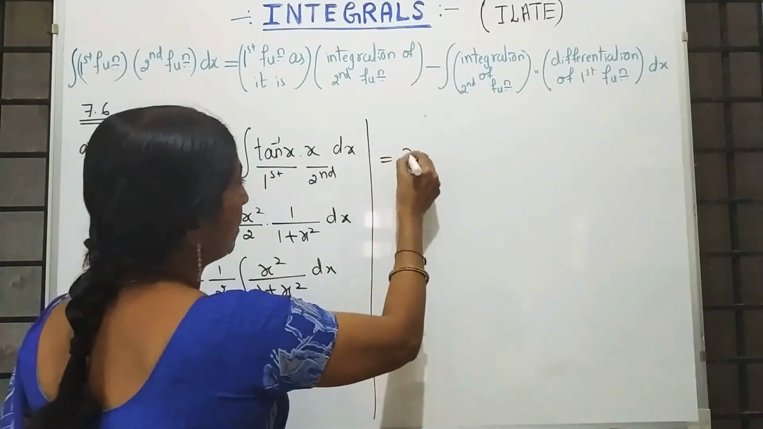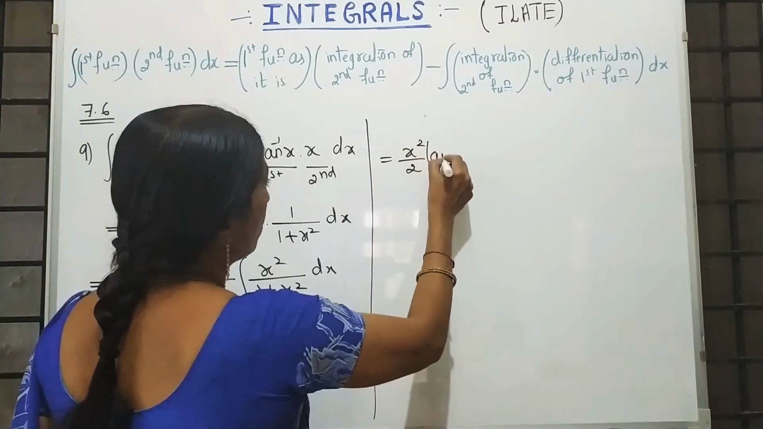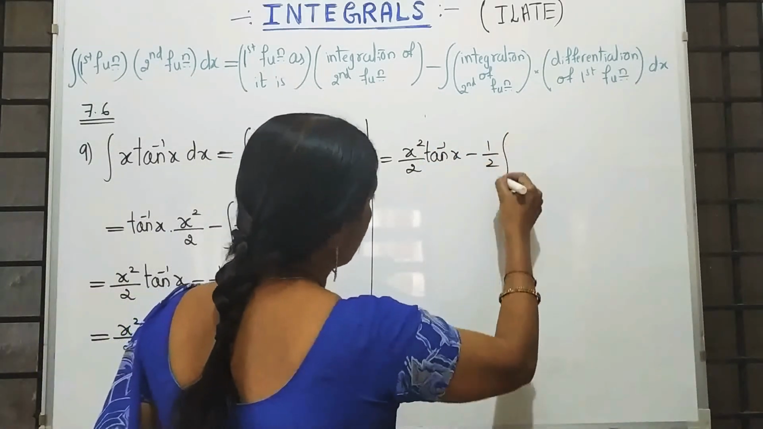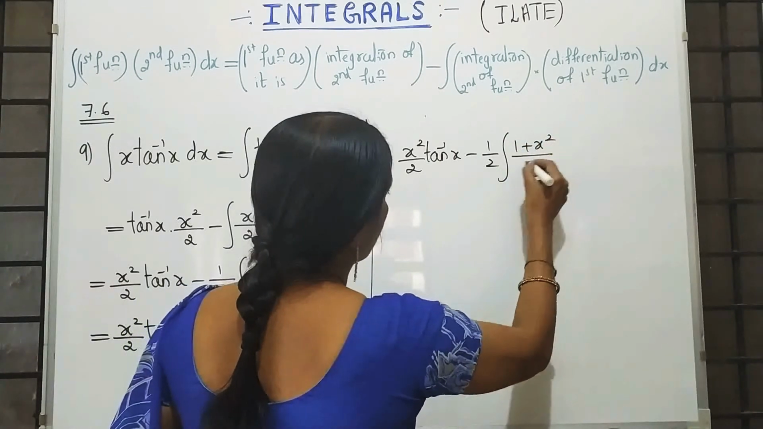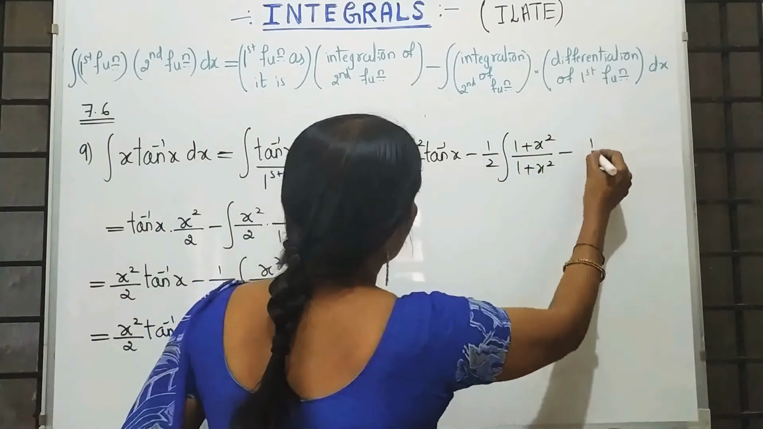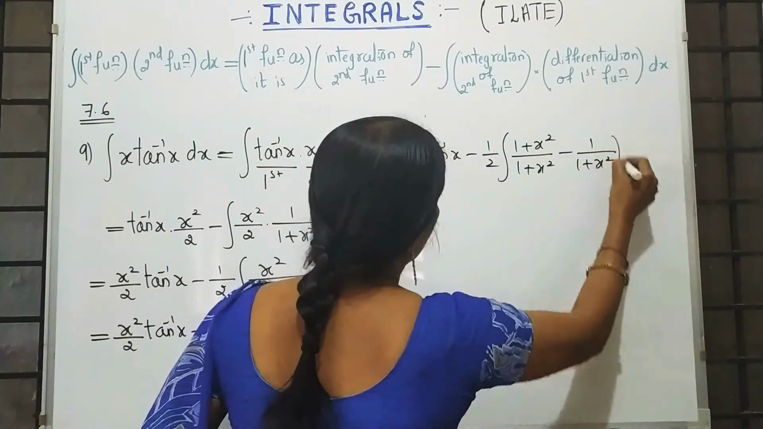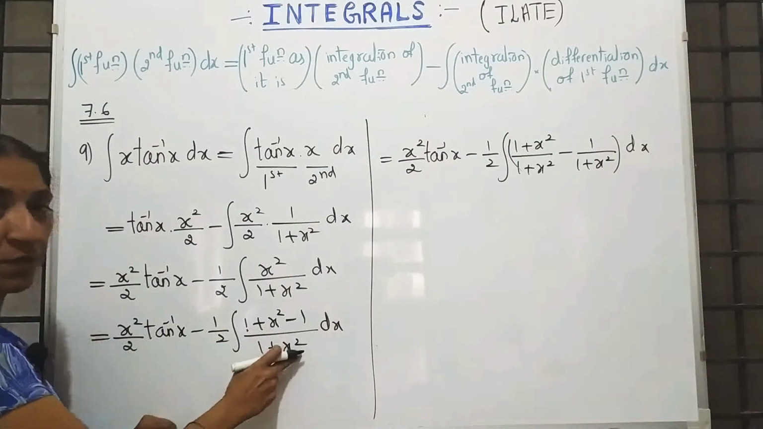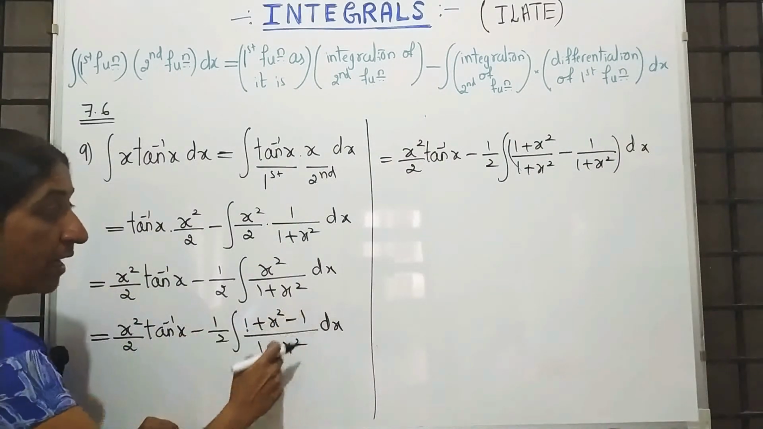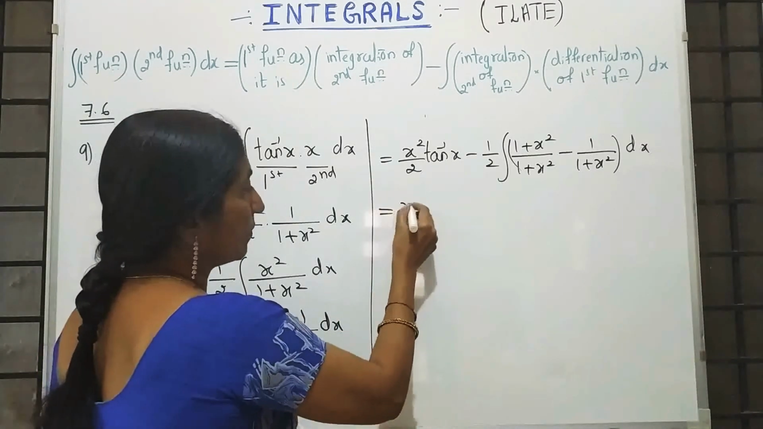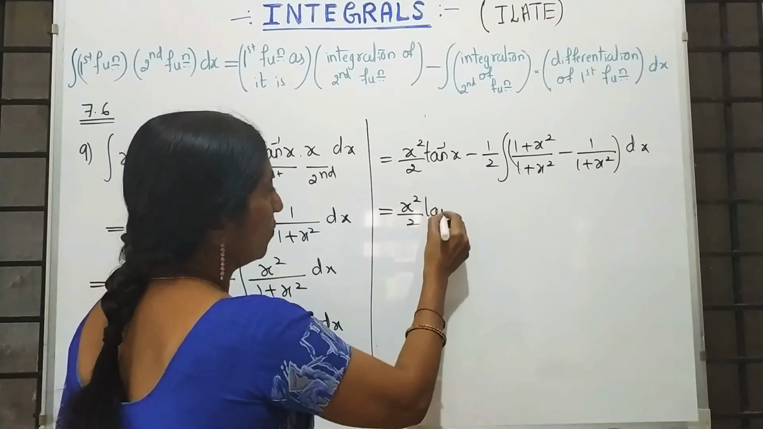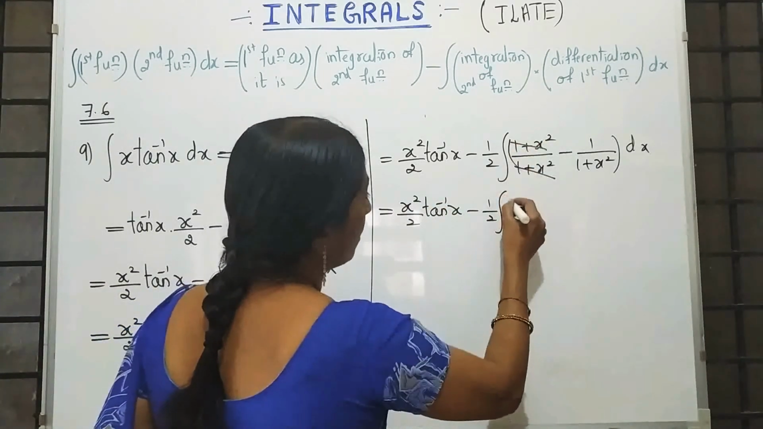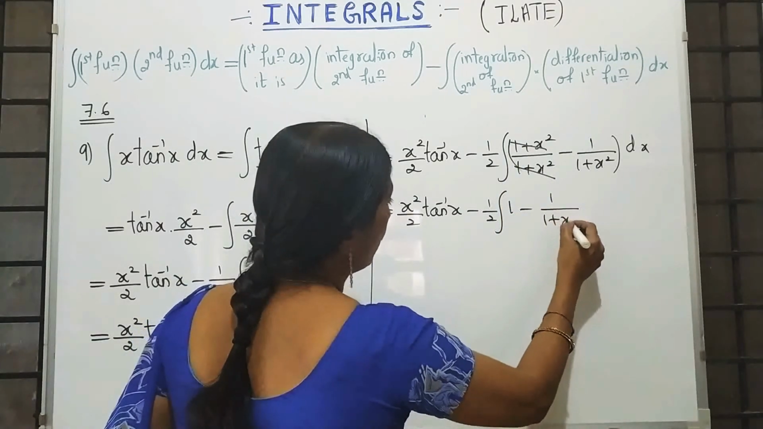So this is x square by 2 tan inverse x minus 1 by 2 with integration I wrote like this, 1 plus x square upon 1 plus x square minus 1 upon 1 plus x square into dx. I will explain. I did the separation, 1 plus x square upon 1 plus x square, and I took the denominator separately, minus 1 upon 1 plus x square. So this is x square by 2 tan inverse x minus 1 by 2 integration. This gets cancelled, 1 minus 1 upon 1 plus x square.